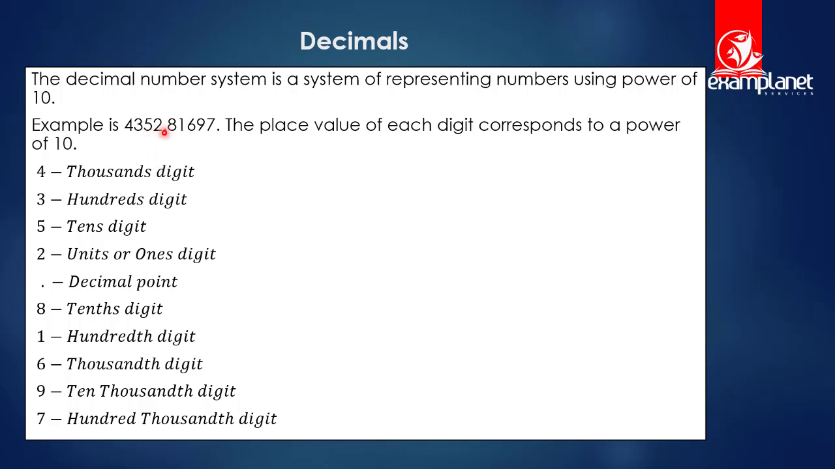Those are the names of the digits according to their positions. After the decimal point, the first digit is called the tenth digit. There is no unit after the decimal point. Then we have the hundredth digit, then the thousandth digit, which is this 6. After that, we have 9 as the ten-thousandth digit, and then 7 as our hundred-thousandth digit. You should be able to say the name of a digit according to its position, whether it is the unit, tens, hundreds, thousands, and so on. The place value of each digit corresponds to a power of 10.